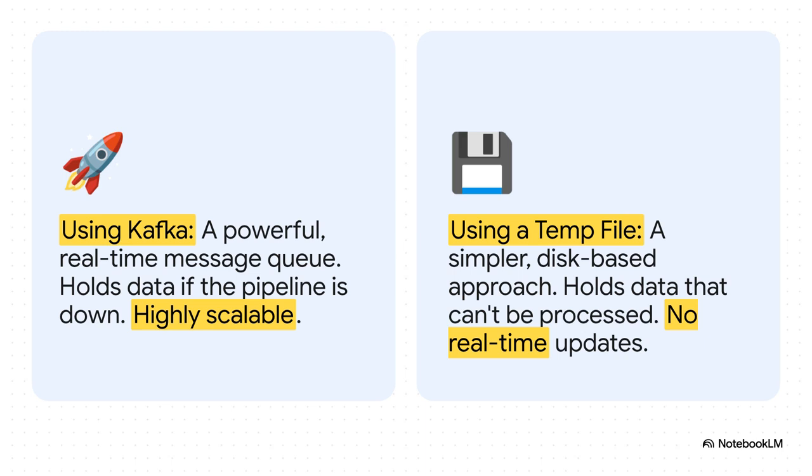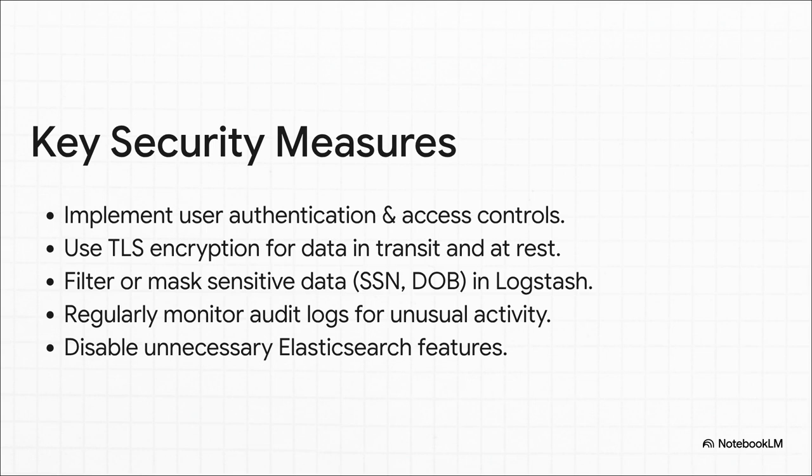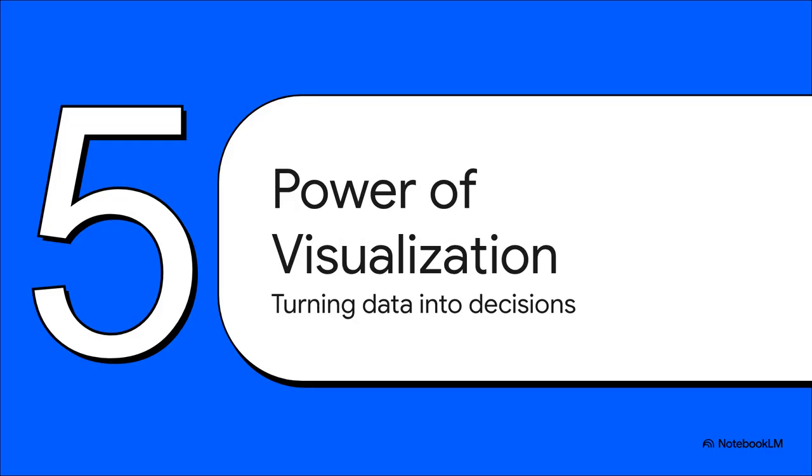And look, beyond just keeping the data flowing, you absolutely have to keep it safe. In production, security is non-negotiable, especially since logs can sometimes contain really sensitive user data. This means locking down access, encrypting everything, and, this is a big one, using Logstash to filter or mask personal information before it ever gets stored. So, we've collected the data, we've structured it, and we've secured it. Now we get to the really exciting part, turning all of that hard work into actual, tangible value.